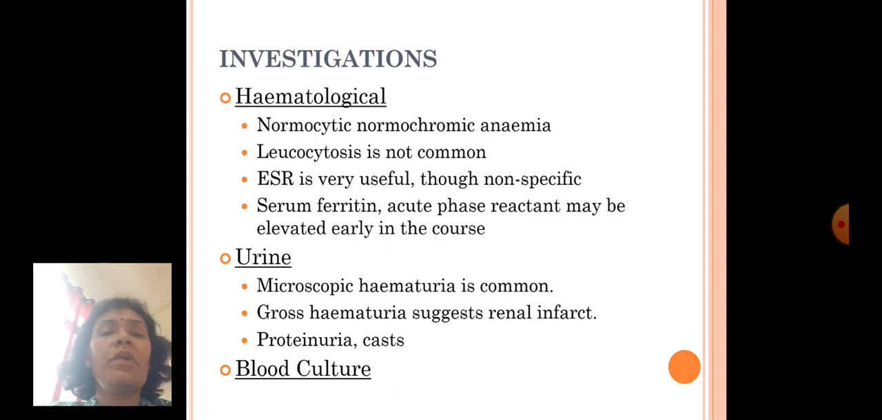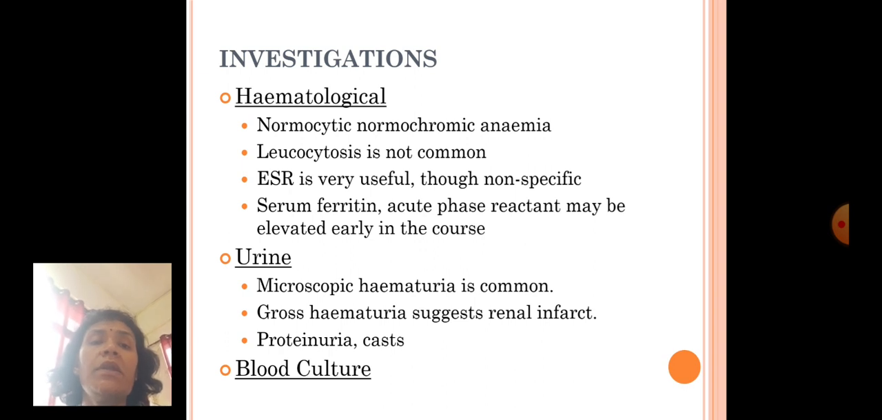Leukocytosis is not common but can be seen. ESR is very useful but it is not very specific. CRP can be tested. It is increased in almost 90% of patients. Serum ferritin is an acute phase reactant that can be elevated early in the course.